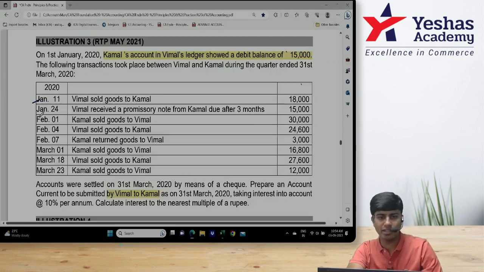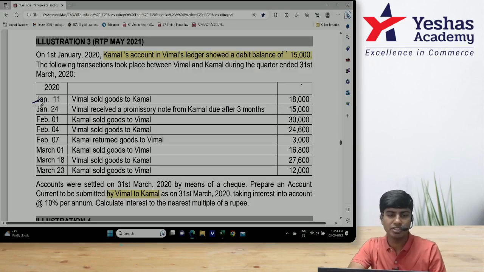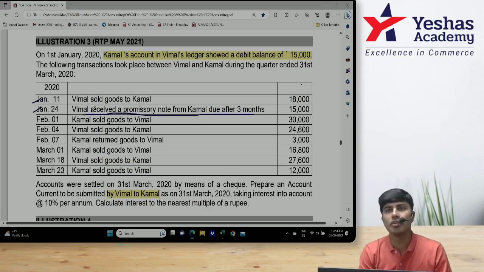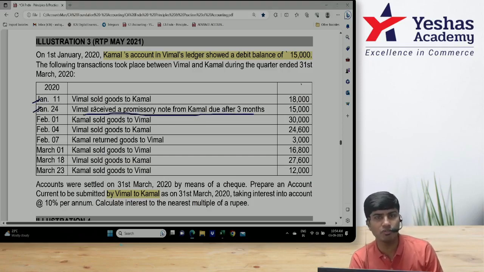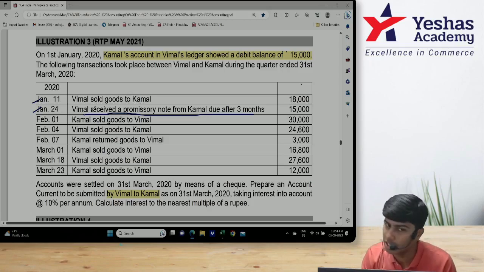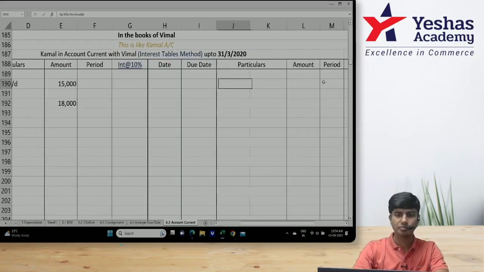Have they given any due date? So 11th of January will be the due date. What is after that? January 24th. Vimal received a promissory note from Kamal due after 3 months. Vimal received, so for Vimal it is bills receivable. Entry is bills receivable account debit to Kamal. So in Kamal account, what do we write? By bills receivable. How much is the amount?